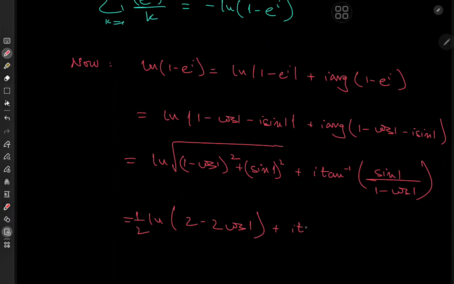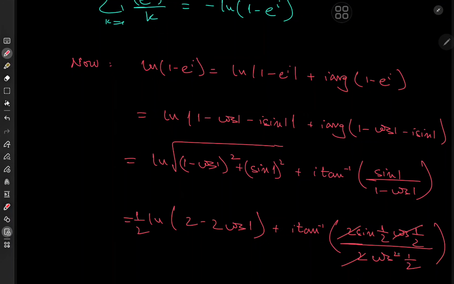And then we have i times the arctangent of sine of 1, which can be expanded as 2 times sine of 1/2 times the cosine of 1/2, whereas 1 minus cosine of 1 can be expanded as twice the cosine square of 1/2, double angle formulae every day. So we do have cancellation taking place over here and over here.